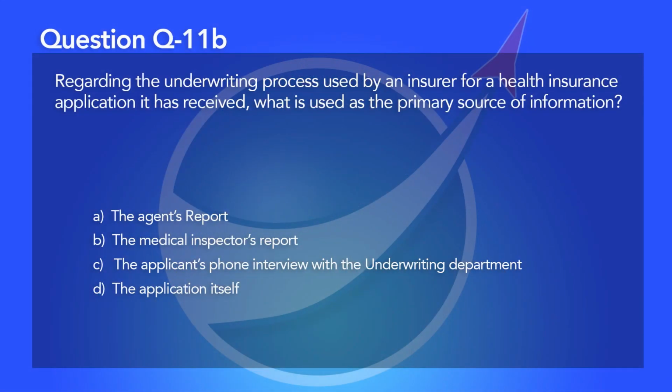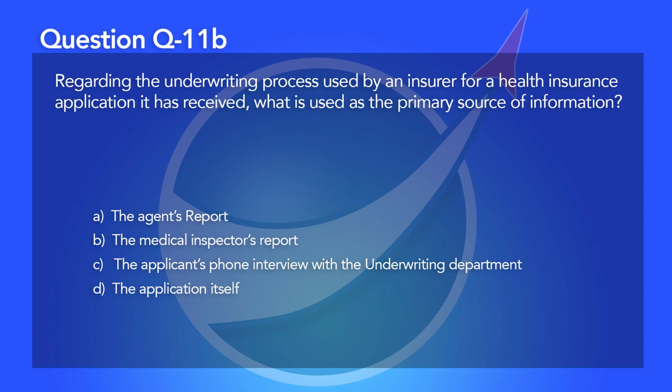All right, so let's use this technique again with a more difficult question, and I think its value will begin to reveal itself to you. So the next question reads, regarding the underwriting process used by an insurer for a health insurance application it has received, what is used as the primary source of information? Choice A says the agent's report. Choice B says the medical inspector's report. Choice C says the applicant phone interview with the underwriting department. And choice D says the application itself.